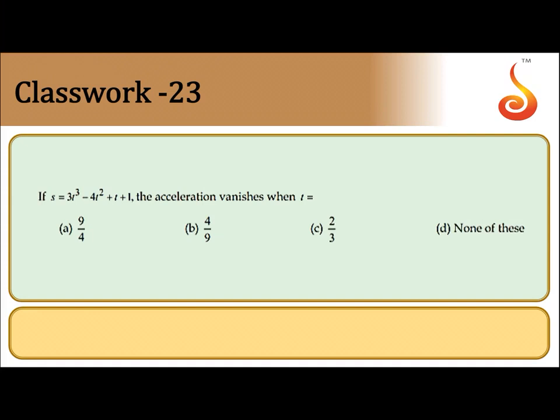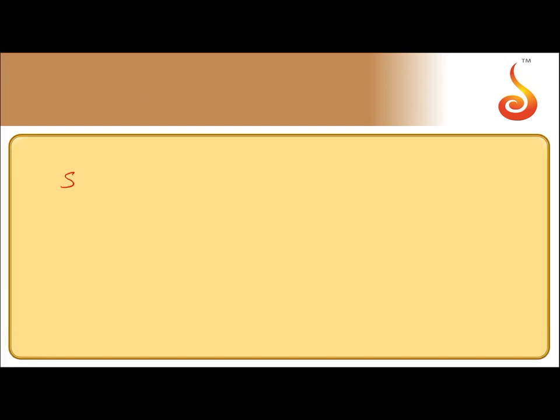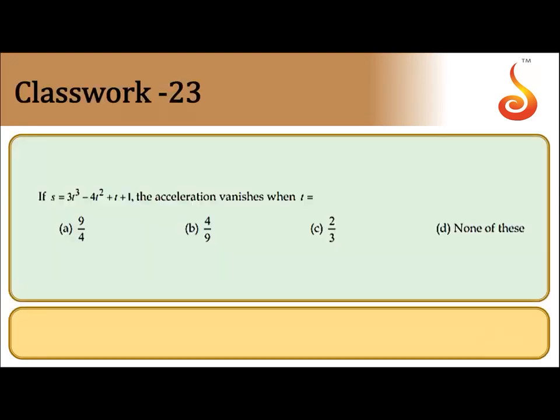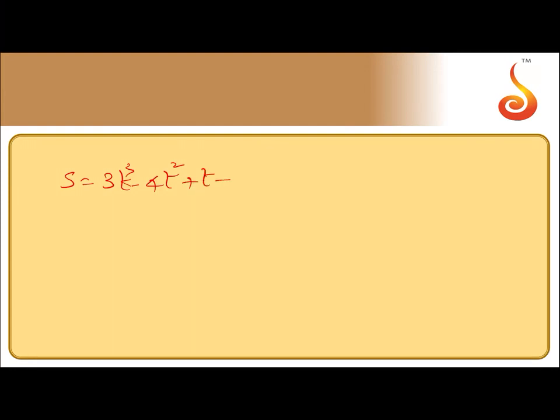Coming to the next one. s is the acceleration and it vanishes. When the acceleration vanishes at time t, the second order derivative of s must be equal to 0. s = 3t cube minus 4t square plus t plus 1.